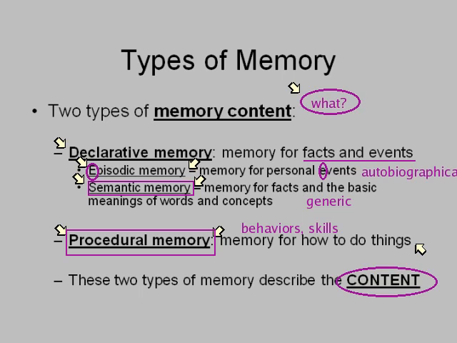All right, let me stop there for a second. Any questions, any confusion about these first two ways of slicing and dicing memory, based on memory use or memory content? Make sense?